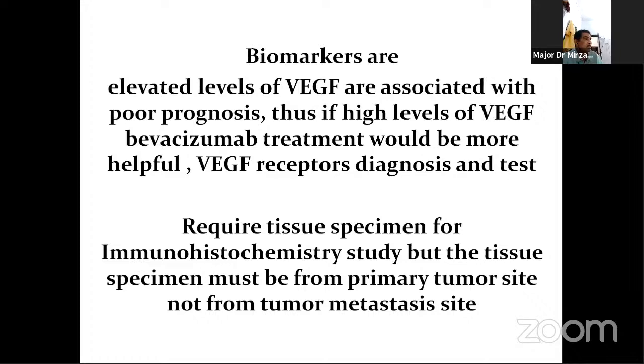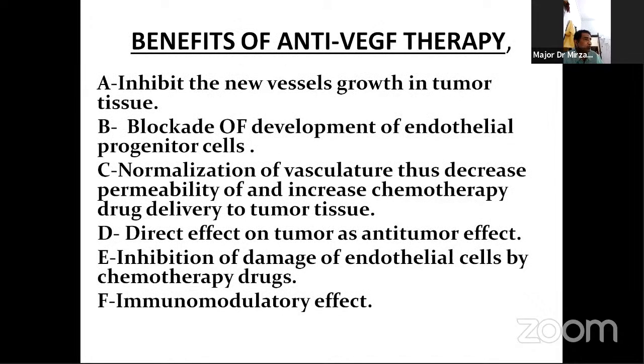What are the benefits of anti-vascular endothelial growth factor therapy? It inhibits new vessels in the tumor, blocks the development of endothelial progenitor cells from bone marrow, and normalizes the vasculature of pre-existing intact blood vessels, thus decreasing the permeability of blood vessels and increasing chemotherapy drug delivery to the tumor tissue, and indirectly oxygen as well. So chemotherapy and radiotherapy also benefit, with an added effect. There is also a direct anti-tumor effect, inhibition of damage to the endothelial cells by chemotherapy drugs, and immunomodulatory effects.